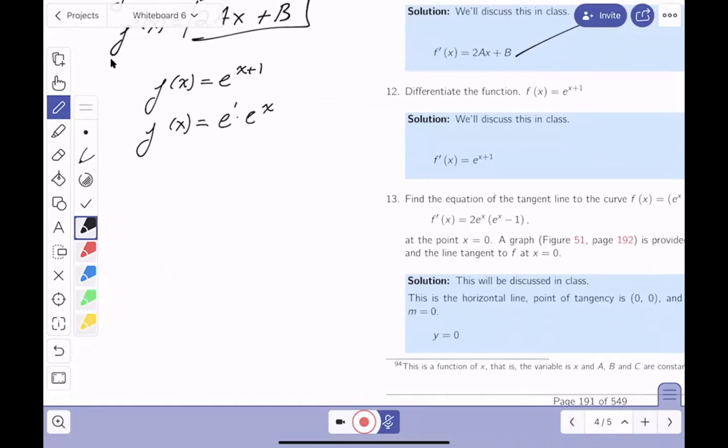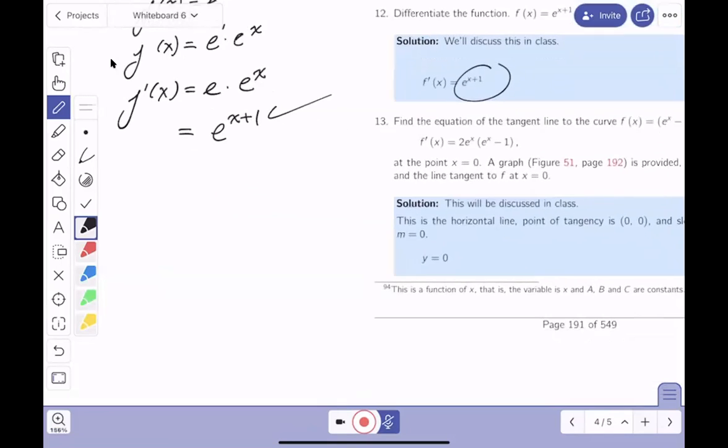Now I do know that this is a constant multiple. e to the 1 is, by the way, e, times e to the x's derivative. And what's the derivative of e to the x? That couldn't get any better. It's just e to the x. So really, its derivative is e to the x plus 1. That's remarkable.